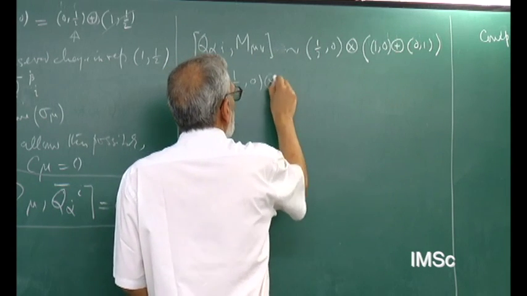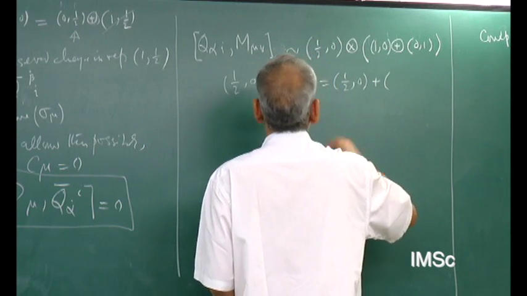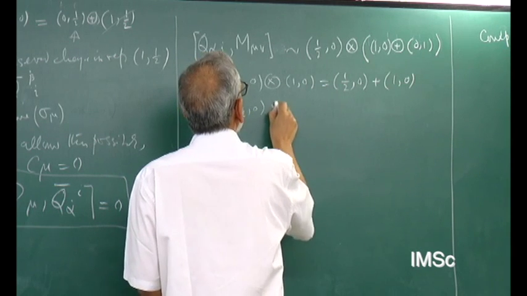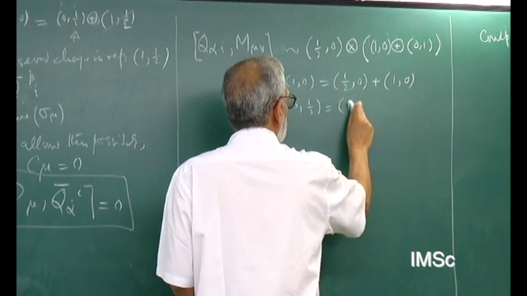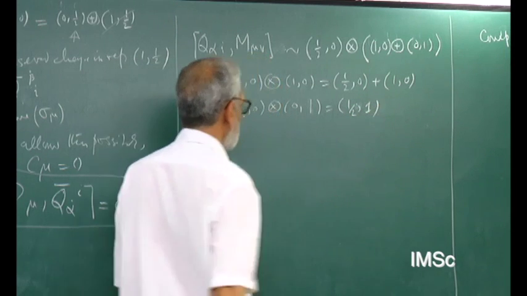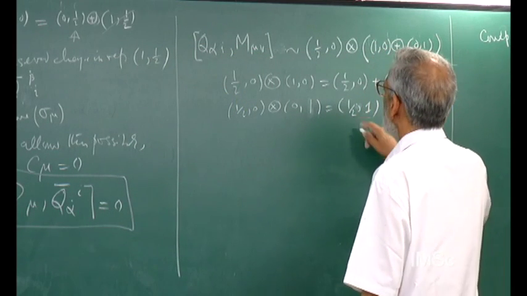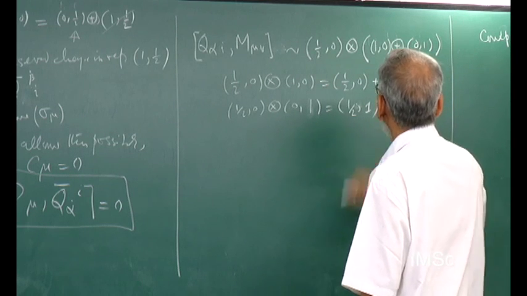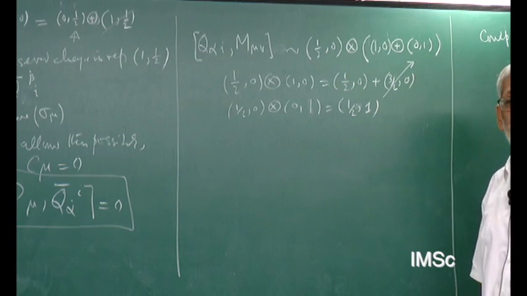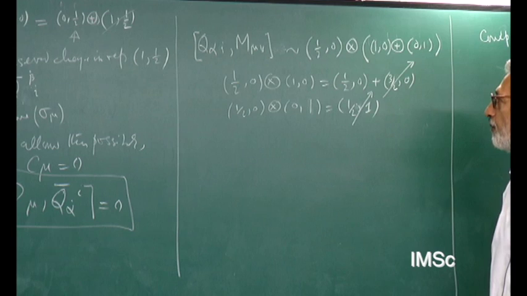Half-zero cross 1, 0 is half-zero plus 3/2, 0. And half-zero cross 0, 1 is half, 1. Is that right? Something is not right? Oh, this is 3 by 2, sorry. Right. Now, this is not allowed because this is a spin 3/2 conserved charge. This is not allowed, spin 3/2 conserved charge. That leaves only this one.